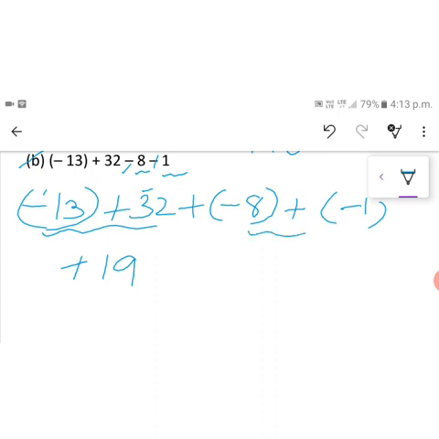Now take these two numbers. Here these two numbers have same sign. So add these two numbers and give the same sign. Minus 8 minus 1. We get minus 9. Here these two numbers have different sign. So subtract these two numbers and give the bigger number sign. 19 minus 9 we get 10 and give the bigger number sign. Here the bigger number is 19, so plus 10.